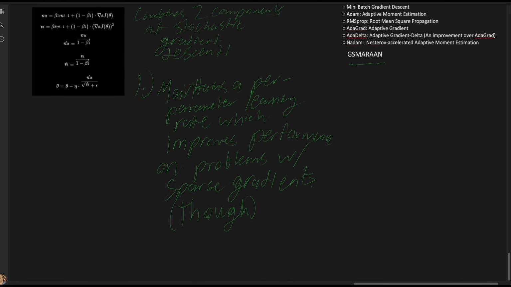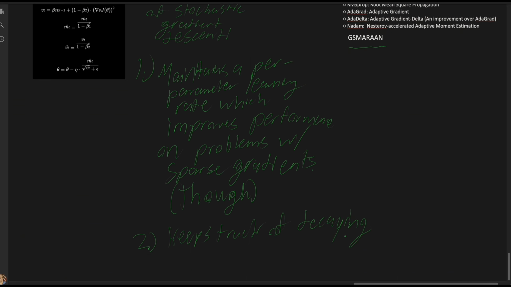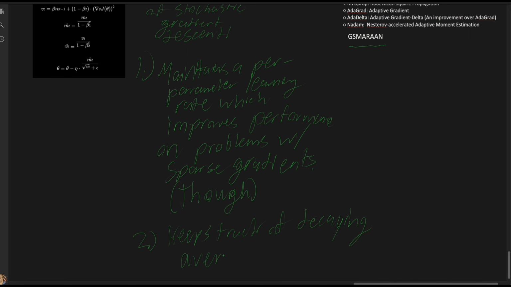Second, similar to stochastic gradient descent with momentum, it also keeps track of the decaying average of past gradients. So it keeps track of decaying averages of past gradients.